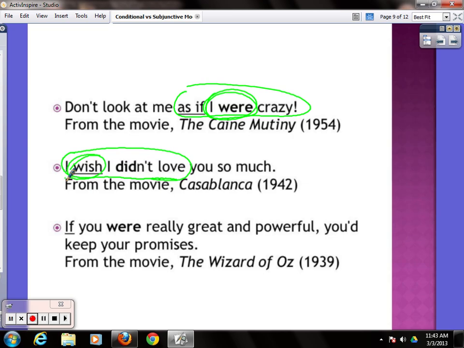If you were really great and powerful, you'd keep your promises. That's from the Wizard of Oz. So if you were, it's not really happening. If he were really great and powerful, and we know that Oz was not.